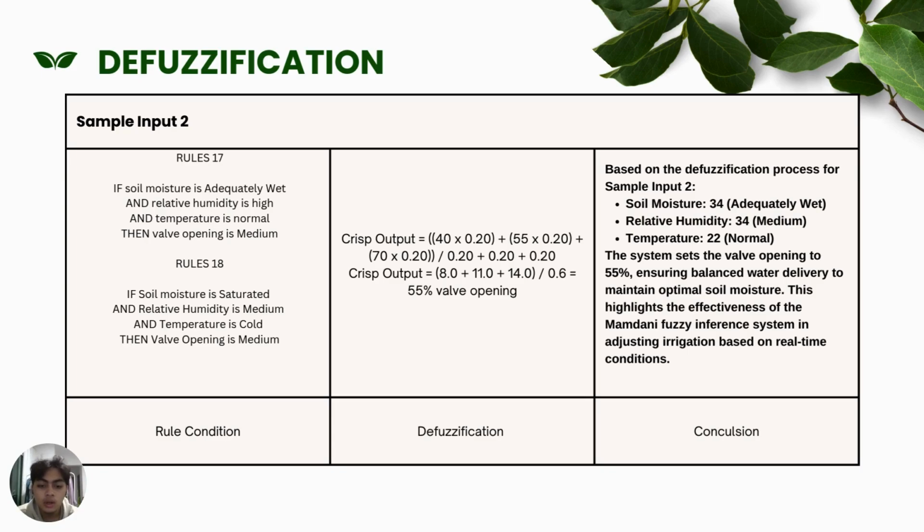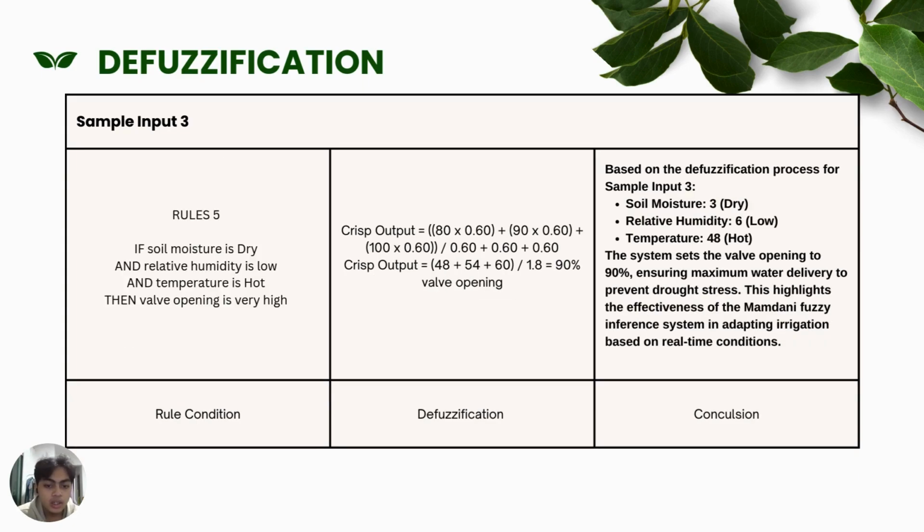The conclusion for sample input 2, based on the defuzzification process: soil moisture is 34, which is adequately wet, relative humidity is 34, which is medium, and the temperature is normal, which is 22. The system sets the valve opening to 55%, ensuring balanced water delivery to maintain optimal soil moisture. This also highlights the effectiveness of the Mamdani fuzzy inference system in adjusting irrigation based on real-time conditions.